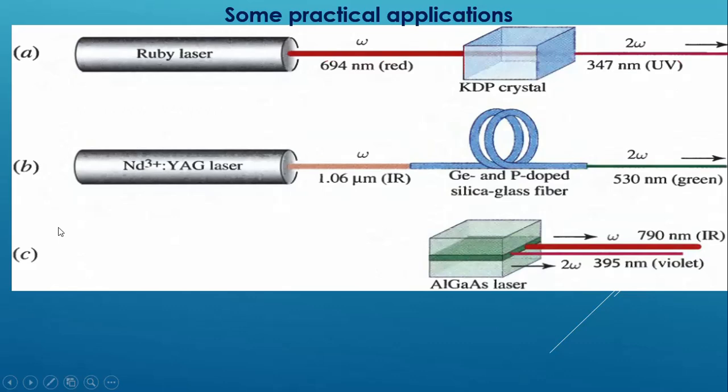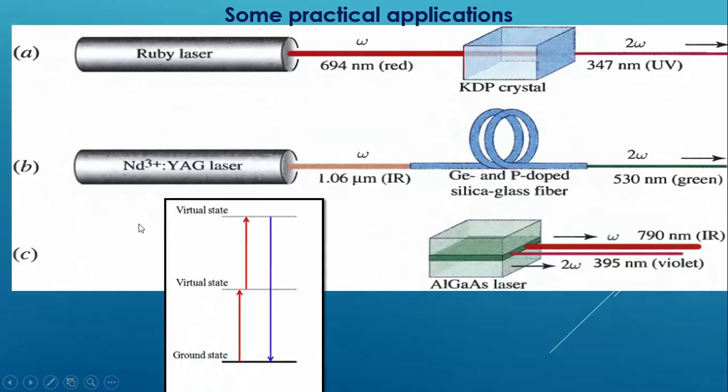In another case, in a diode laser, we have the output 1.06 micrometer. After passing through a germanium-doped silica glass fiber, we will get a 2 omega. So in this way, we can tune or generate a new frequency with the help of this type of KDP. What about the energy diagram?